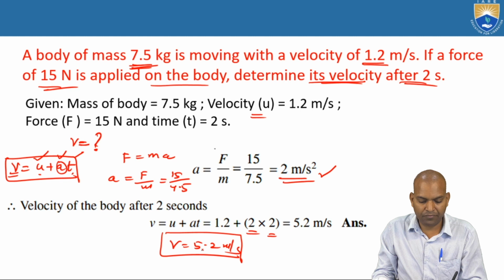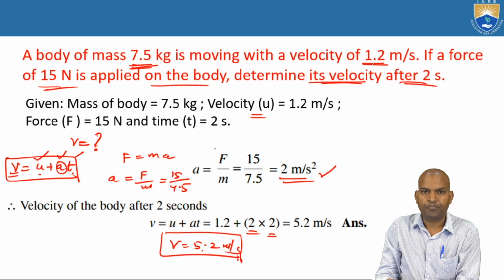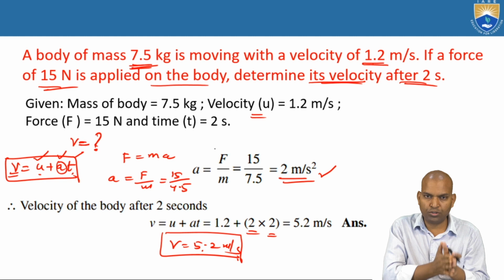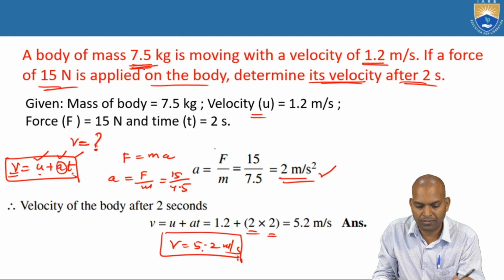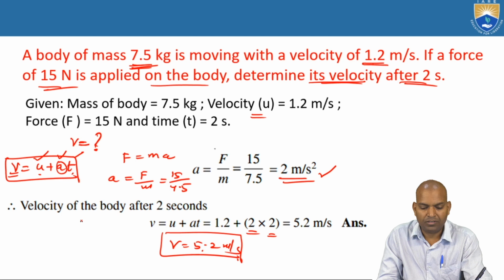But the initial velocity is 1.2 meter per second. That means the velocity is increased or decreased? The velocity increased from 1.2 meter per second to 5.2 meter per second when the force of 15 newtons is applied on a mass of 7.5 kilograms. Okay, that's the meaning of this problem.